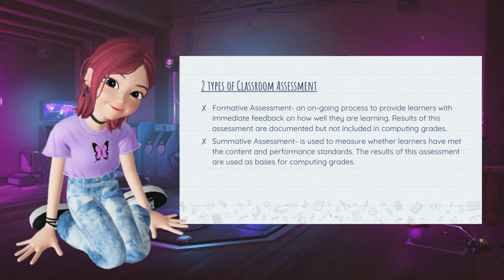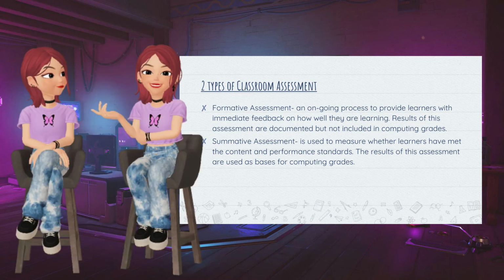First is the formative assessment. It is an ongoing process to provide learners with immediate feedback on how well they are learning. Results of this assessment are documented but not included in computing grades. The second type of classroom assessment is the summative assessment. It is used to measure whether learners have met the content and performance standards. The results of these assessments are used as basis for computing grades.